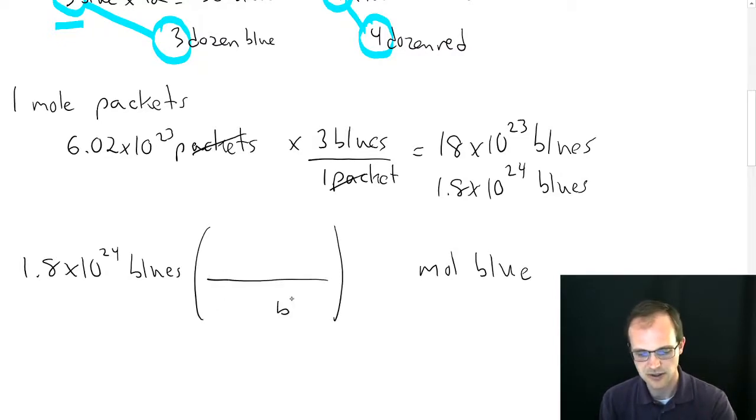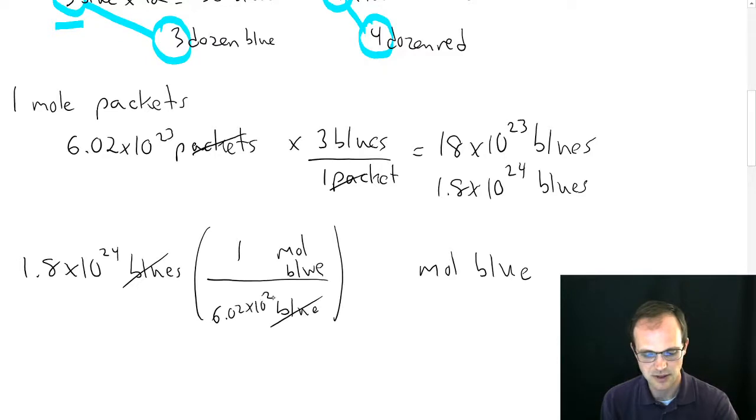I'd put blue down here. I'd put mole of blue up here. Right? We want the blues to cancel. And then what was my relationship between moles and blues? I've got 1 mole is 6.02 times 10 to the 23rd blues. If you do that math, you get 3 moles of blues. So 1 mole of packet, each packet contains 3 blues.